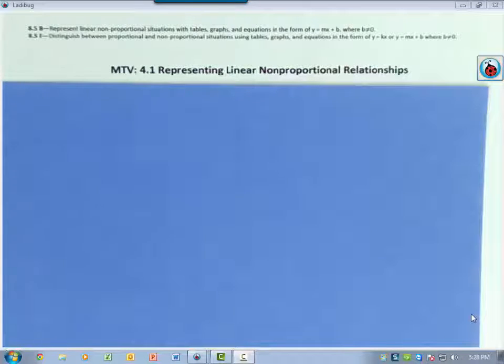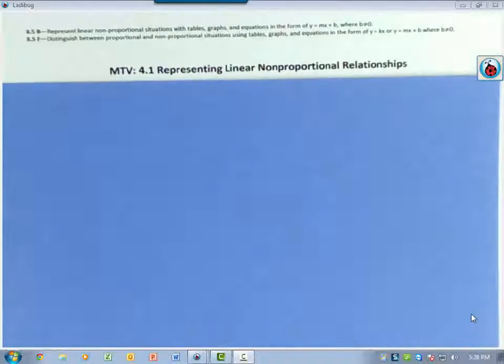Hey guys, so in class we've been talking about proportional relationships, everything having to do with proportions, but we haven't really got to talk about non-proportional too much. So this whole lesson is going to be non-proportional relationships, linear non-proportional relationships to be specific.